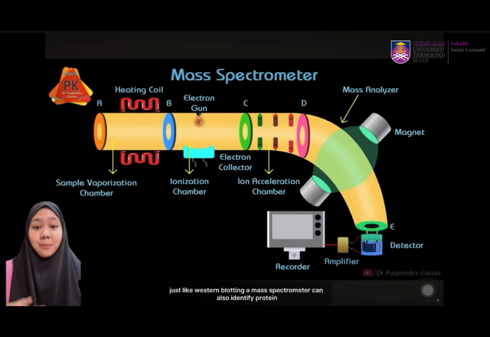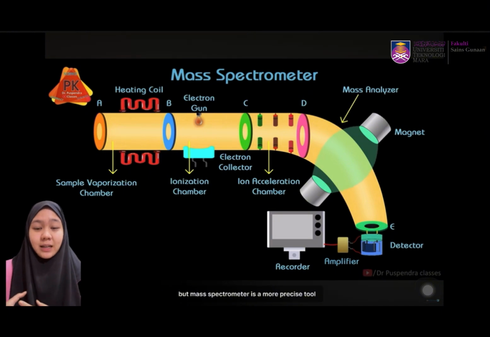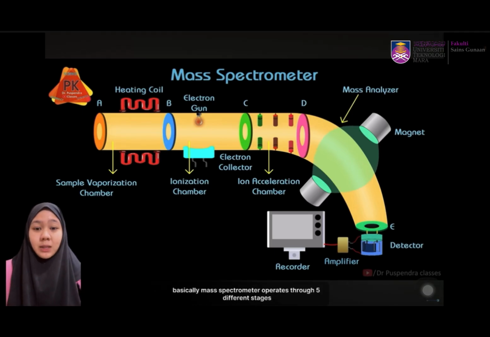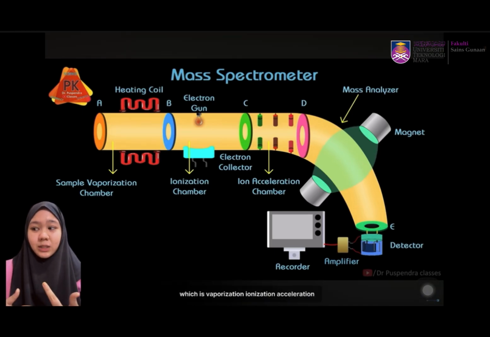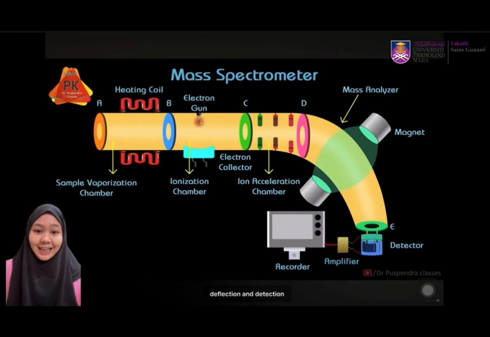Just like Western blotting, a mass spectrometer can also identify proteins, but a mass spectrometer is a more precise tool as it can quantify proteins based on their mass to charge ratio. Basically, a mass spectrometer operates through 5 different stages, which are vaporization, ionization, acceleration, deflection, and detection.